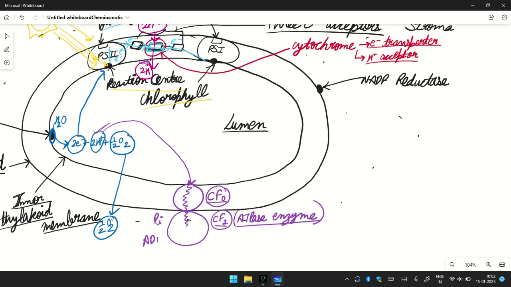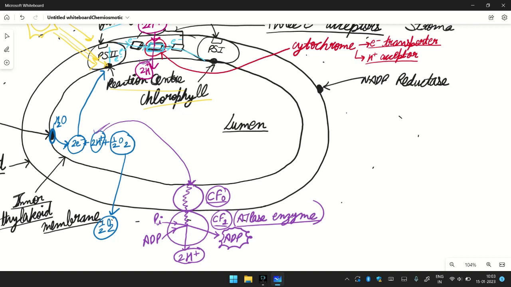phosphate to the ADP. So what happens in this case? Our ATP is formed. Here our ATP is formed with the help of the energy which is released during the proton transfer. So here our ATP is synthesized, and after that protons come back into the stroma. So protons are back here in the stroma.